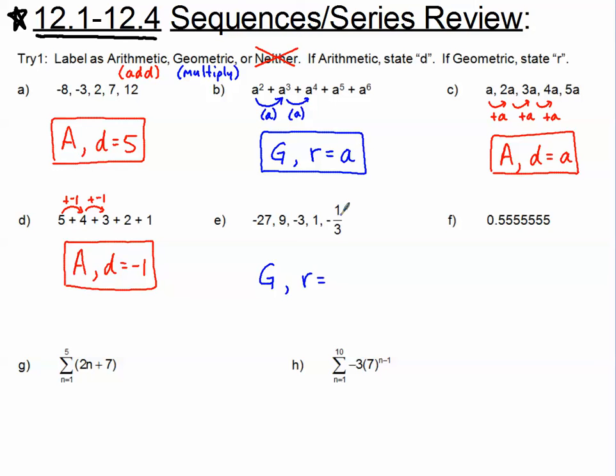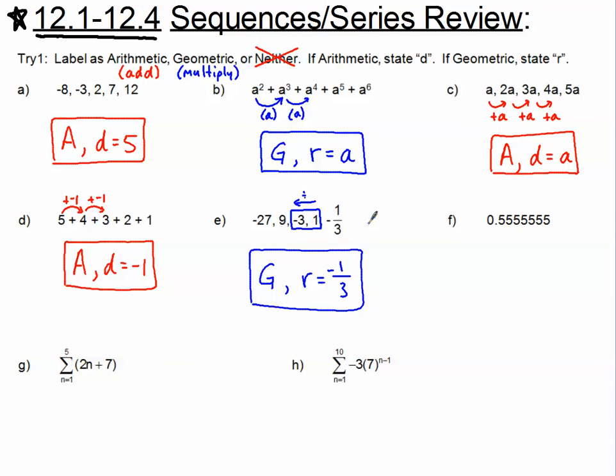If you have any trouble discovering what R is, you can take any two consecutive terms and divide backwards. So I could take the 1 and divide by -3 to realize that my R is -1/3. Or I could do 9 divided by -27. Any two consecutive terms divided backwards will give you what R is. So that's what we must be multiplying. I knew we were multiplying by a negative because a negative R is going to alternate my terms from positive to negative. Let's look at F.